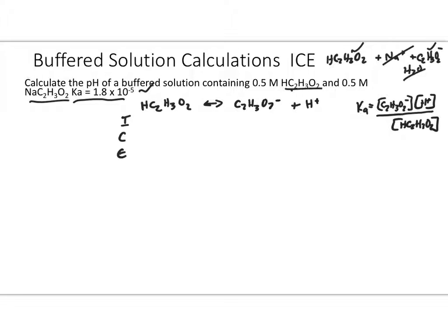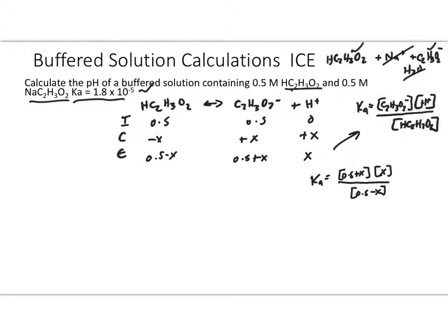Now that we have our ICE table set up and our equilibrium expression, let's plug in the values that we know. We have 0.5 molar concentration for each of our species, acetic acid and the acetate ion, and of course no H plus. We indicate our changes like we have in the past, and then we get our values relative to X in our equilibrium positions. We then take our equilibrium values and plug them into our Ka expression.